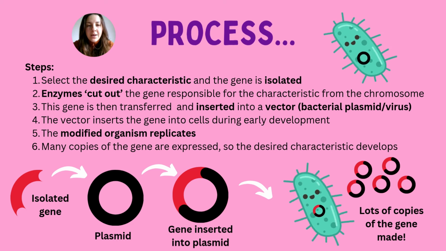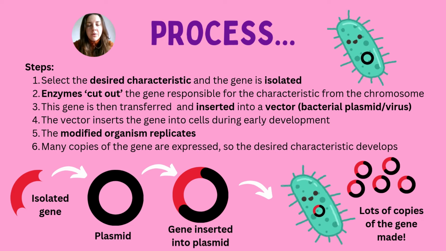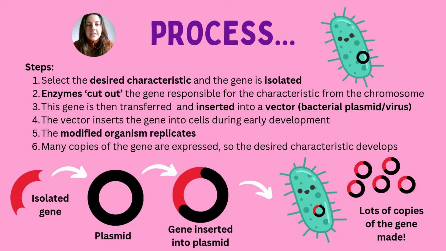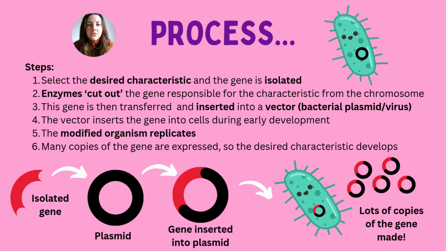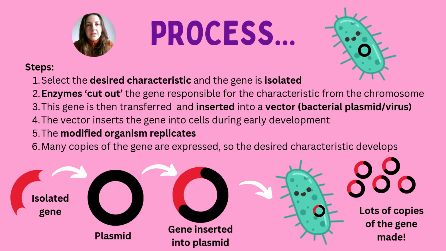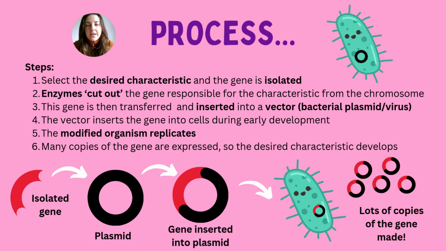So how does this actually happen? And this is the process that you need to know. So it may be worth writing a flashcard of this. You might want to pause the screen and make a few notes as we go through. So the first thing that happens is that scientists will select a desired characteristic and the gene is isolated. Isolated just means that it is identified and it's the one that scientists are going to be interested in taking.